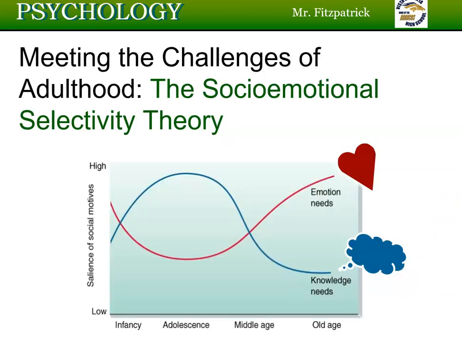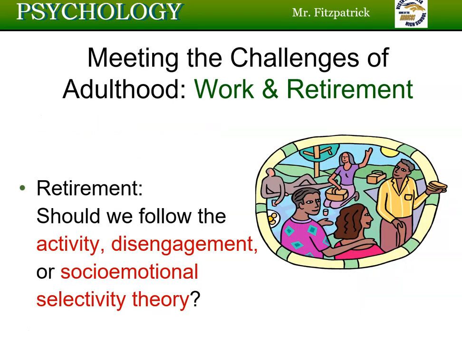So we look at a chart that looks at the socio-emotional needs. There's a theory that says in adolescence we have very high knowledge needs. We're seeking to learn things and try new things. And as we get older, those knowledge needs decrease, but our emotional needs increase. So in retirement, what kind of things should we look at in retirement?